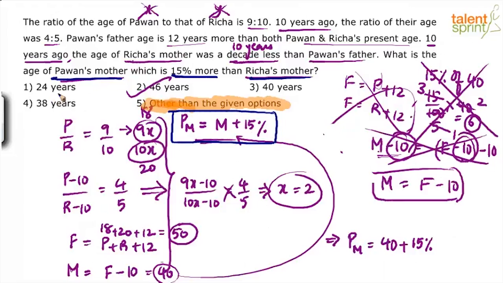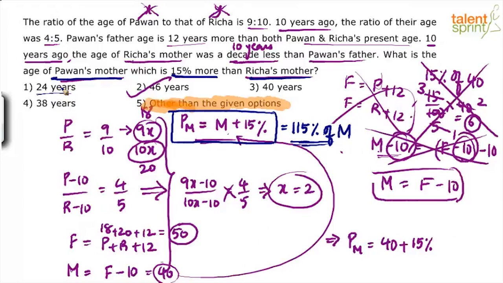Look at the options. First option is 24 years. Whatever is Richa's mother's age, 15% more than that will give you Pawan's mother's age. So basically we are saying that Pawan's mother's age is 115% of Richa's mother's age. You know this, right? Very simple. Let's assume mother's age is 100%. 100% plus 15% is 115%. So Pawan's mother's age is 115% of Richa's mother's age. Now try to work on that.